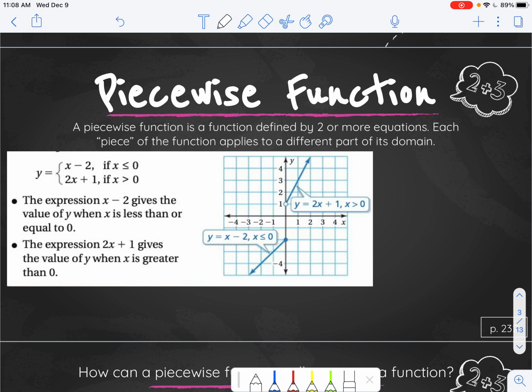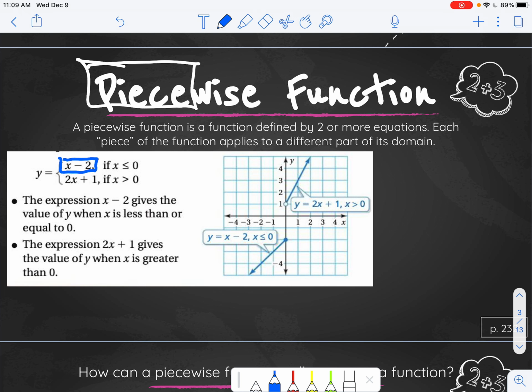The first type of special function that we are going to take a look at is called a piecewise function. And you will see very soon why it's called a piecewise function. So a piecewise function is a function defined by two or more equations. Each piece of the function applies to a different section of its domain. So let's break that down a little bit.